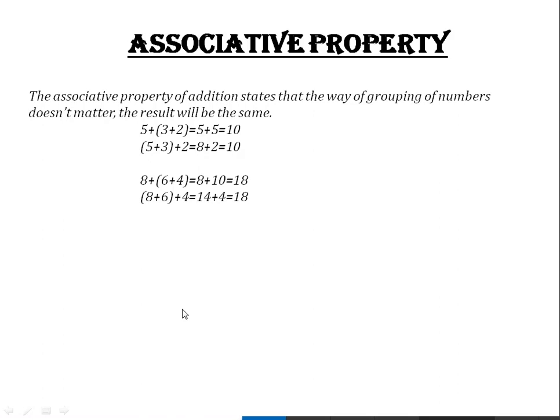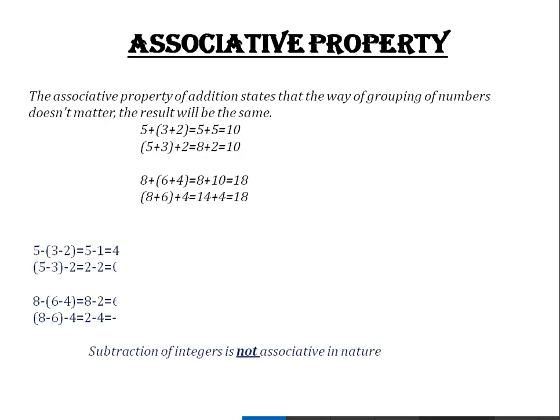Now let's see what's the case of subtraction. Here from the examples you can see that when you change the order of grouping, the answers differ. Here also 8 minus 6 minus 4 is equal to 6. 8 minus 6 minus 4 is equal to minus 2. So what will you refer? Subtraction of integers is not associative in nature.